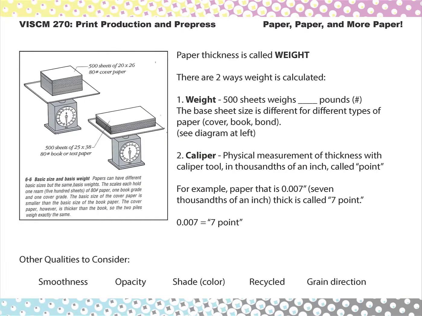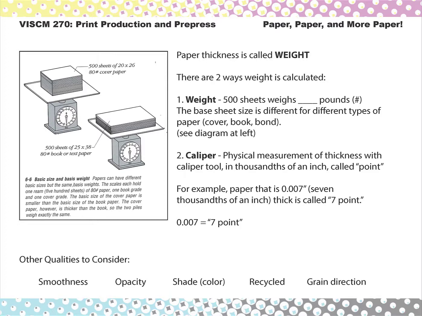So another factor to consider is paper weight, the thickness of the paper. The thickness of the paper is generally referred to as weight. And there are two ways that it's mainly calculated and talked about. So a print salesperson might be talking to you about paper, and they're going to say, well, we're looking at an 80-pound paper or a 50-pound paper. And you might be thinking, what does that mean?